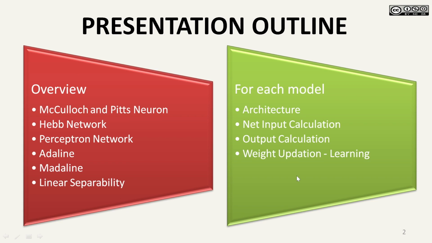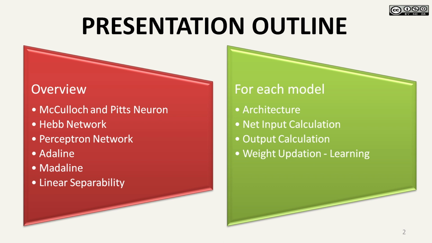The presentation outline is as follows. We will cover the very primitive model that was introduced in the year 1943, that is the McCulloch and Pitts neuron model, followed by the Hebb network, perceptron network, Adaline, Madaline, and then I wish to discuss the problem of linear separability.